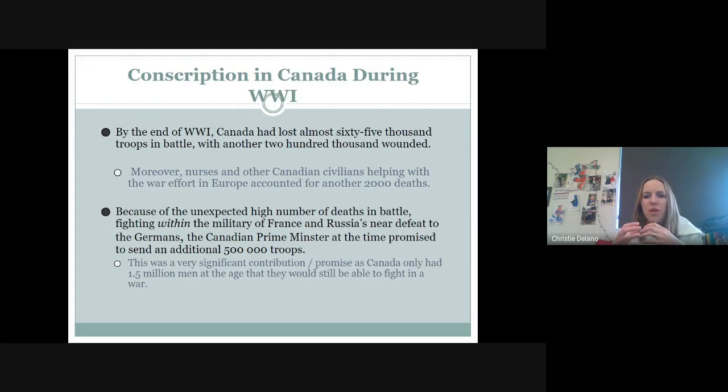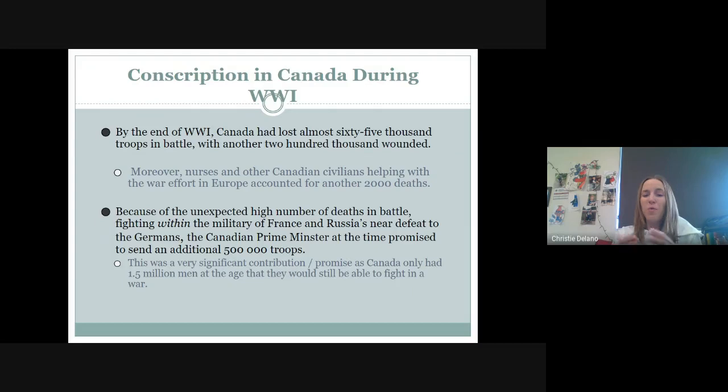And so because of the high death rates across the world in this battle, fighting with the military of France, Russia's almost being defeated, the Germans are on the move. The Prime Minister of Canada at the time promises that Canada will send 500,000 more troops. Canada only has a population of about 8 to 11 million in this time period. So this is really significant.